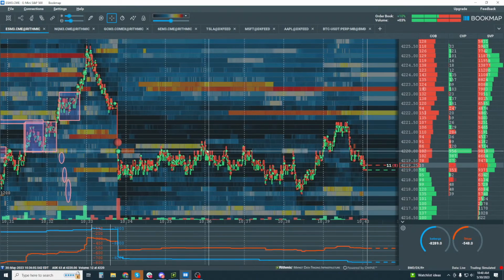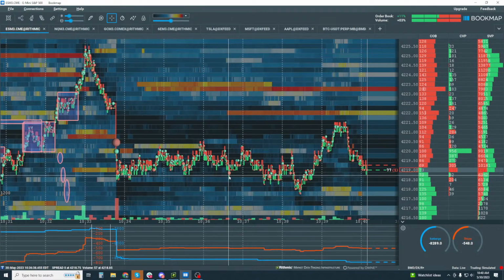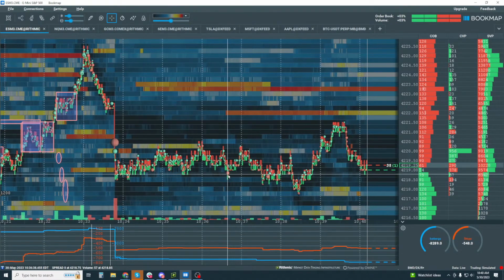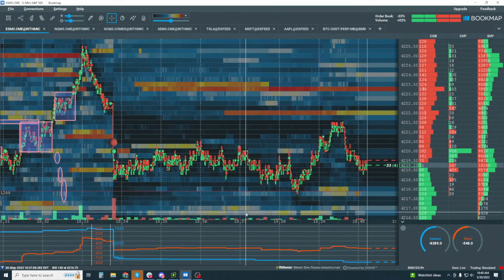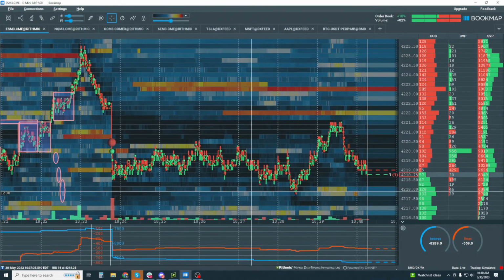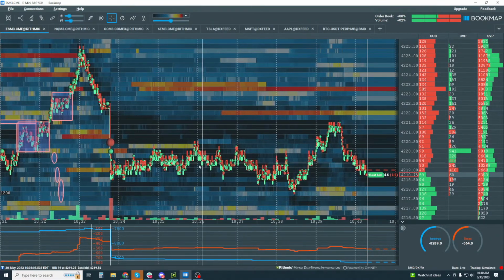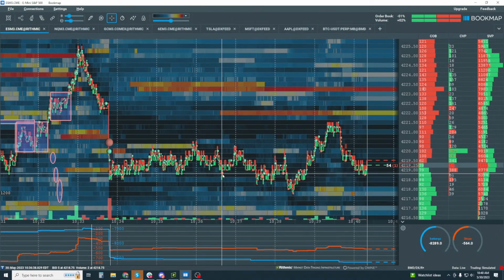You don't really know. Maybe all of a sudden the sellers come in here and dump it at that point and come right down into this liquidity here. So the risk may be even bigger in that case.